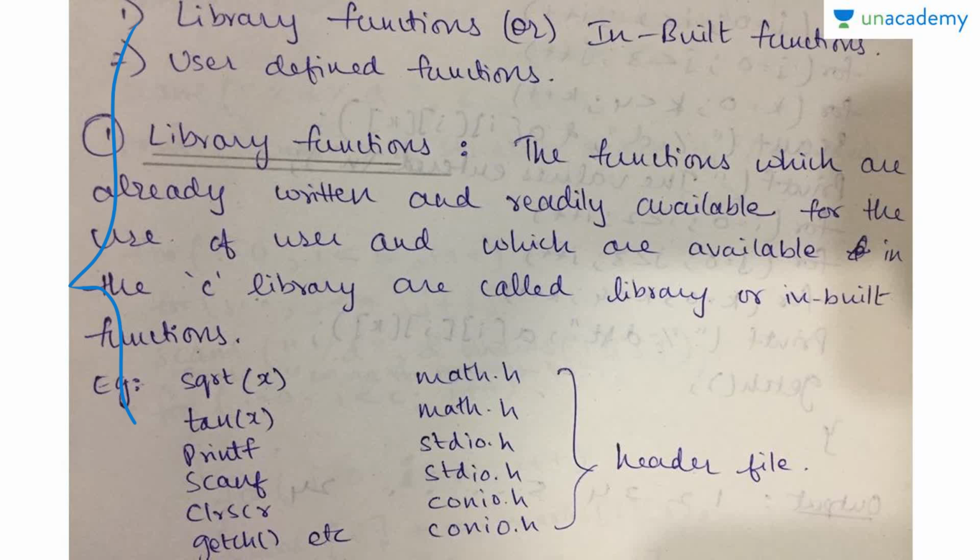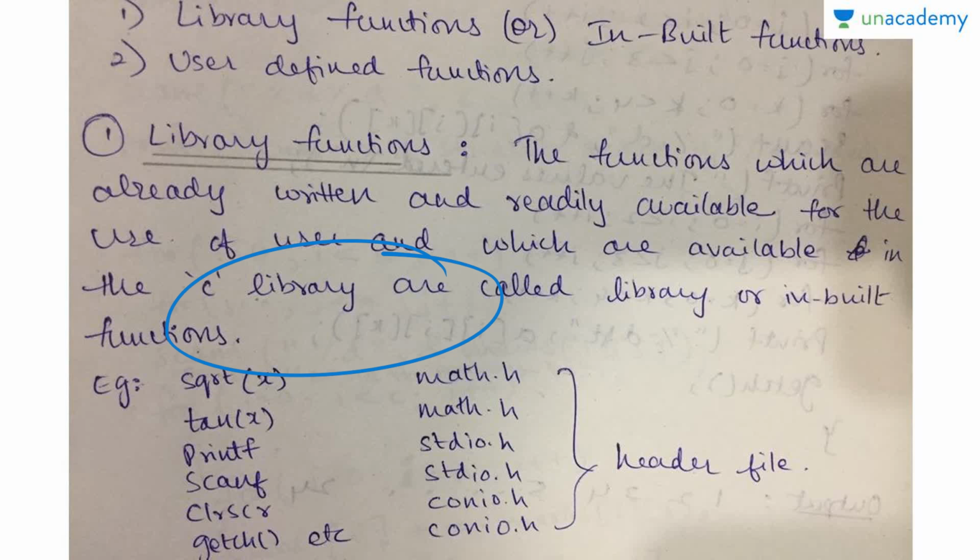So the kind of library functions that are already available for us are nothing but printf, scanf, clrscr, getch, sqrt, etc. These are functions which are readily available for the user in the C libraries, so they are known as library functions. For using a particular library function, the concerned header file has to be included. So here in the program, we include stdio.h and conio.h for the printf and scanf statements.